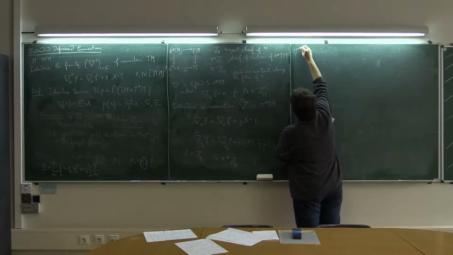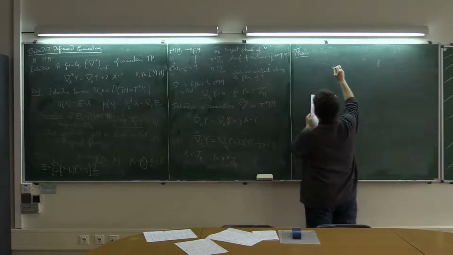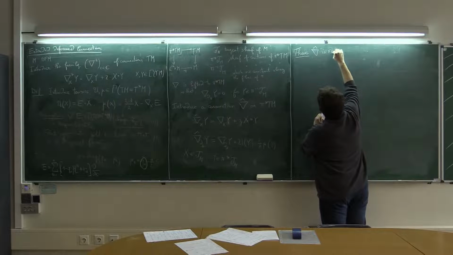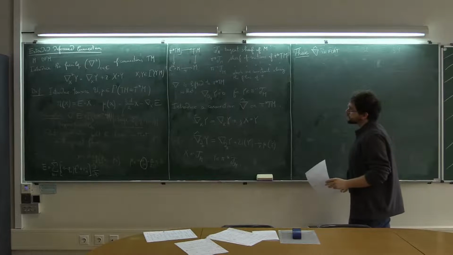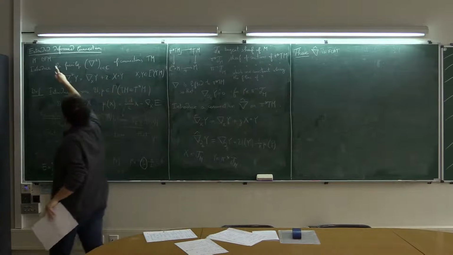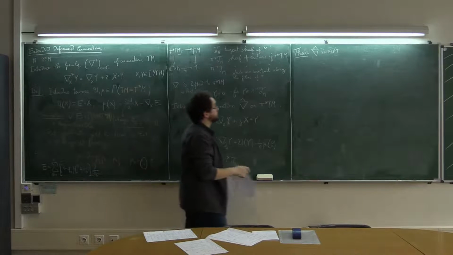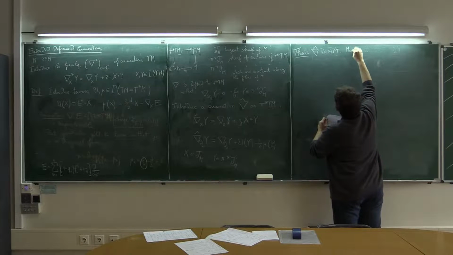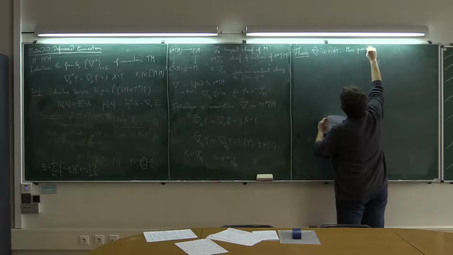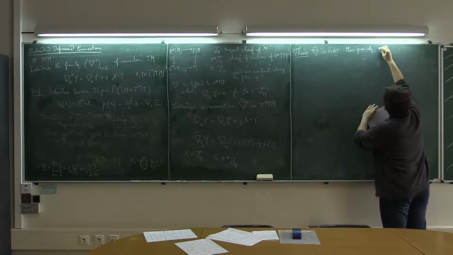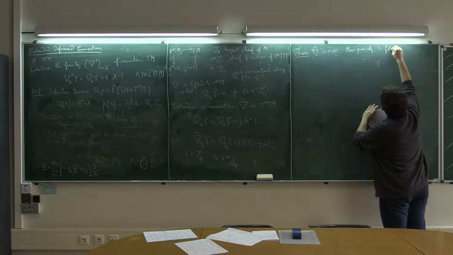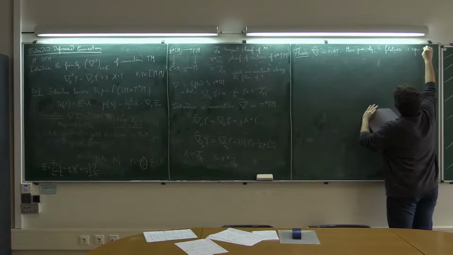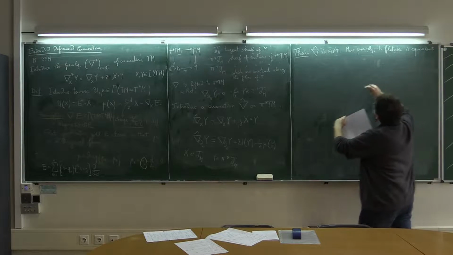So we have the following theorem. Nabla hat is flat. And it is called the extended deformed connection of a Dubrovin-Frobenius manifold. More precisely, the flatness is equivalent to the following conditions.